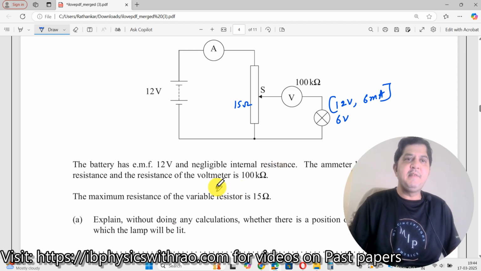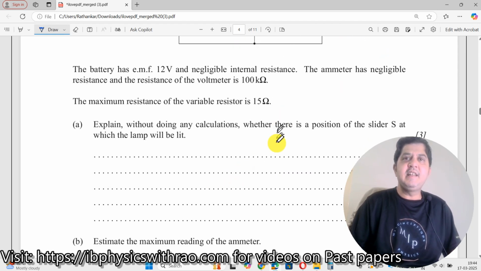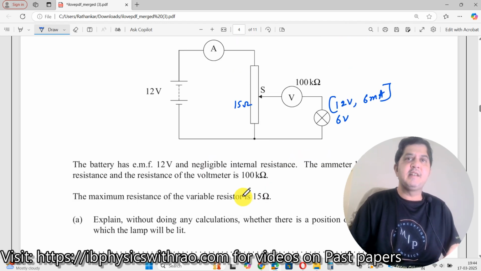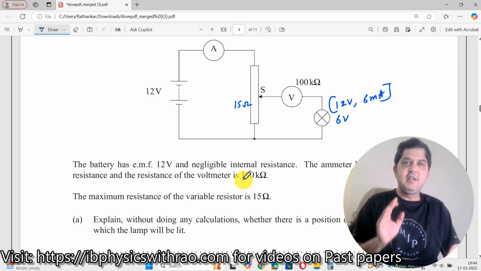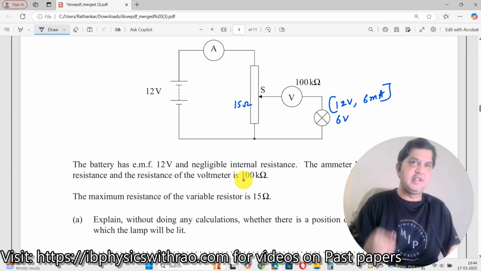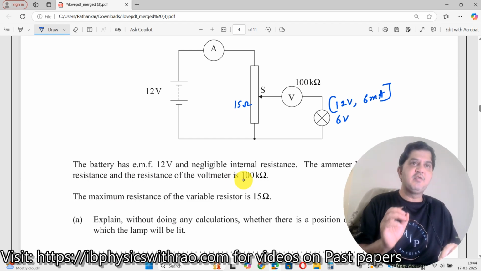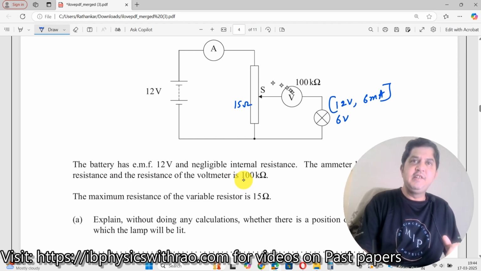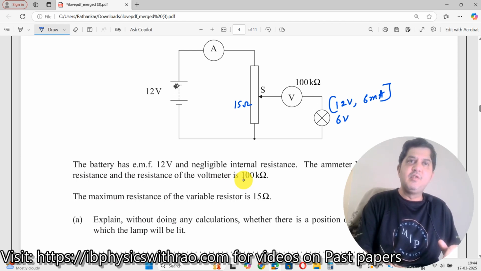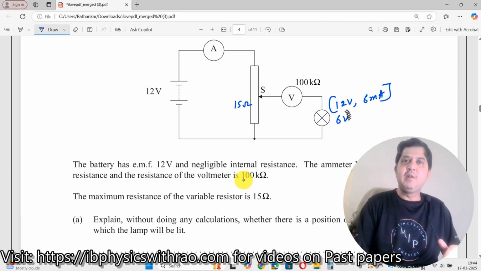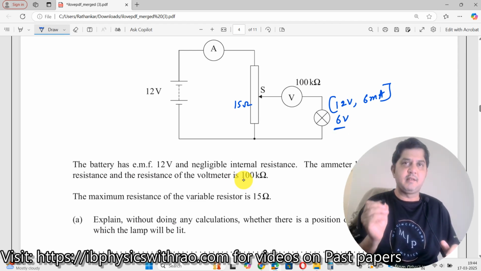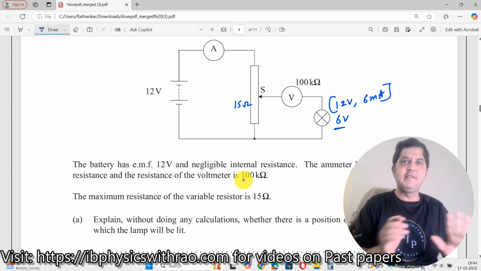Explain, without doing any calculations, whether there is a position of the slider S at which the lamp will be lit. Can the lamp get lighted? That's what he's asking; don't do any calculation. Since you have a very huge resistance over here, most of the voltage will get dropped here. As a result, the voltage you require to glow the bulb, which is 6 volt, will not be present, and hence the bulb will not glow. This is the reason.